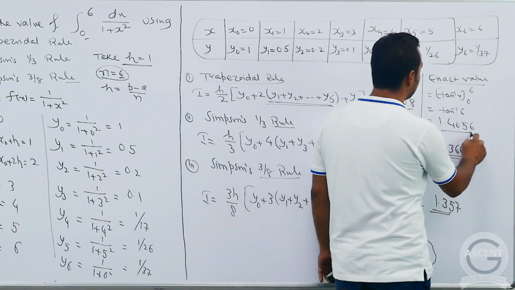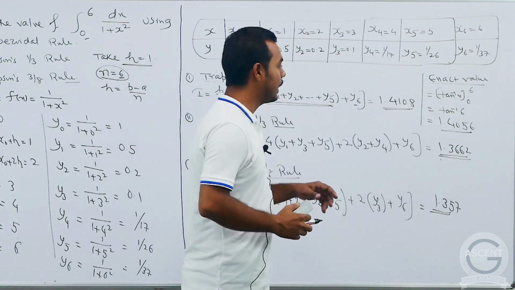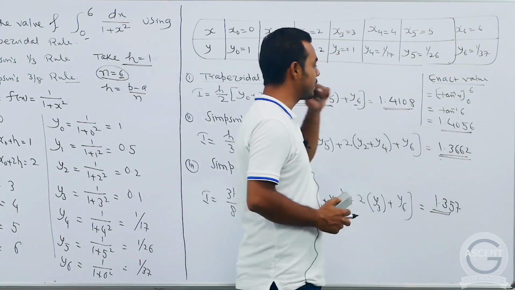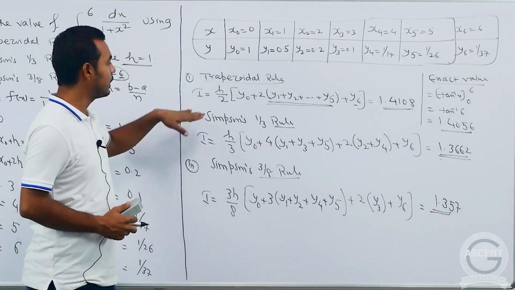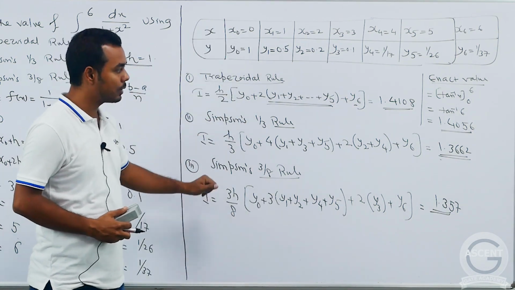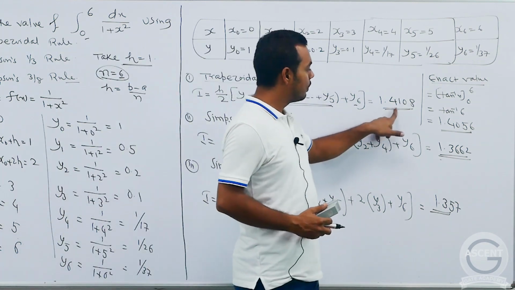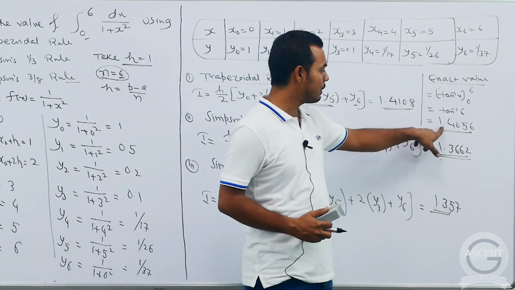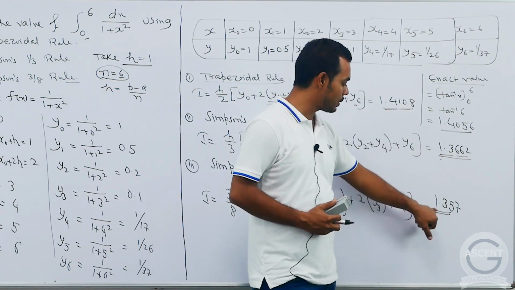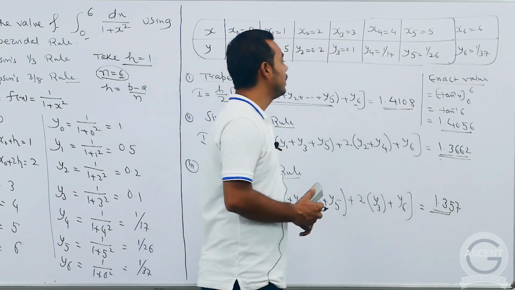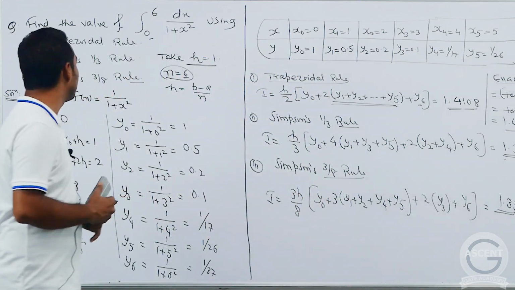1.4056. So as you can see, the value of the exact integral is 1.4056, and the values that we are getting using different numerical method techniques, the trapezoidal rule, Simpson's 1/3 and 3/8 rule, are very close to the exact value. The exact value is 1.4. Here we are getting 1.41, here 1.36, here 1.357, and so on. So this was all about numerical integration.